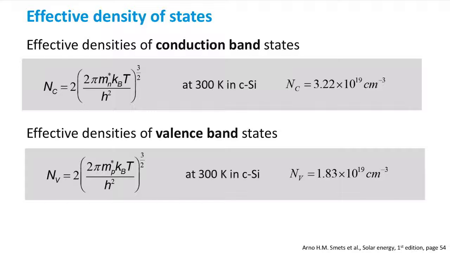There are 2 new parameters in the equations for carrier concentrations, Nc and Nv. We call these parameters effective densities of conduction and valence band states respectively. As you can notice, they are different from each other, since the effective mass of electrons is different from the effective mass of holes.